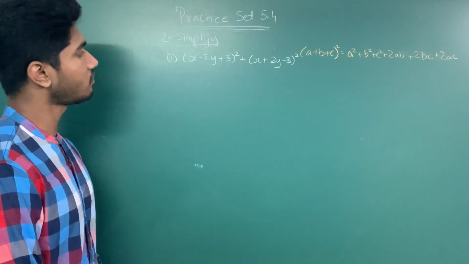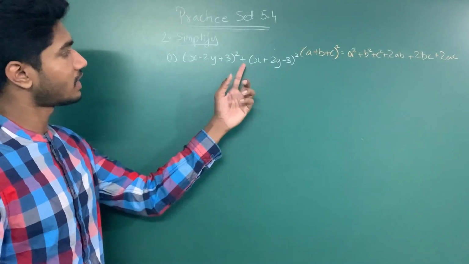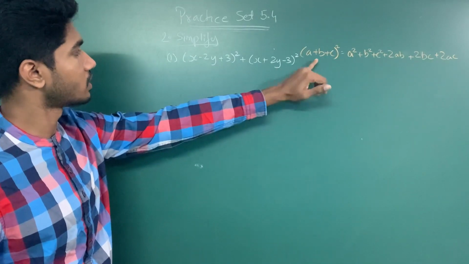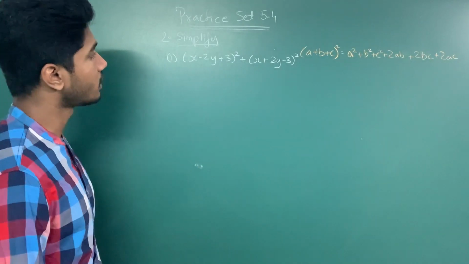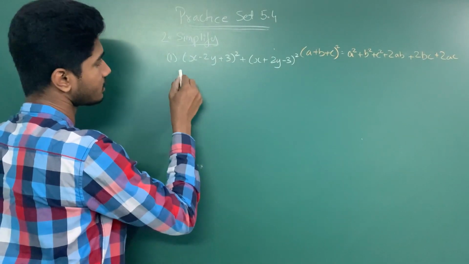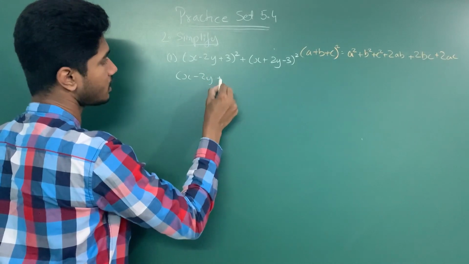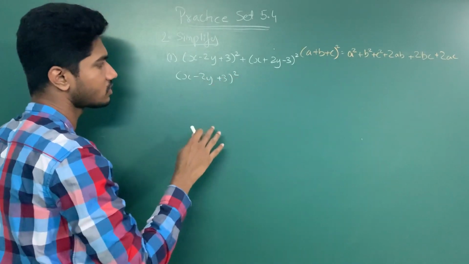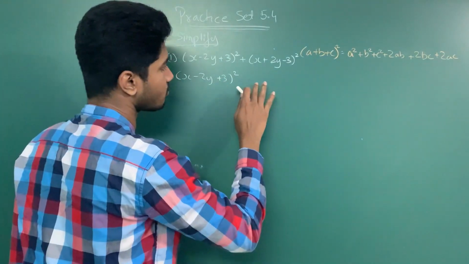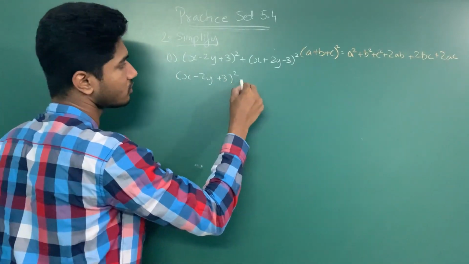Second question, simplify. Two brackets are given with an addition sign in between. On both brackets we will use the same formula, a plus b plus c the whole square. So let's start with this. The first bracket is x minus 2y plus 3. You can solve it separately and you can solve it together also if you want. Solving separately simplifies a lot and there is less confusion.